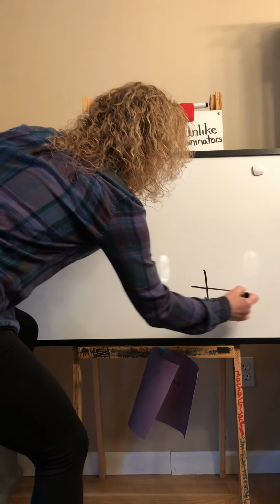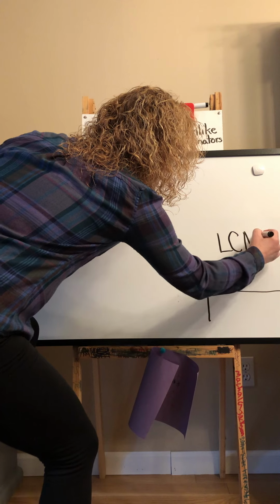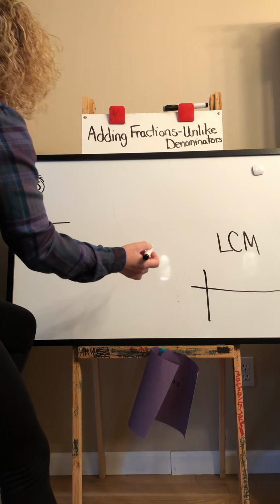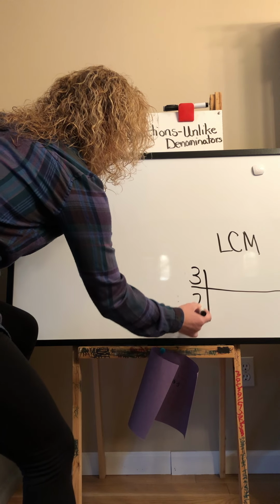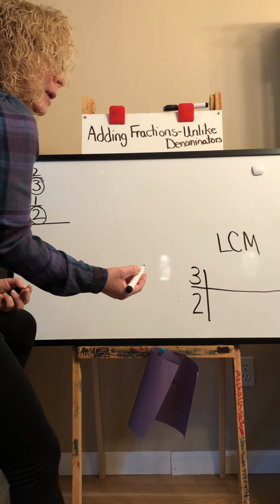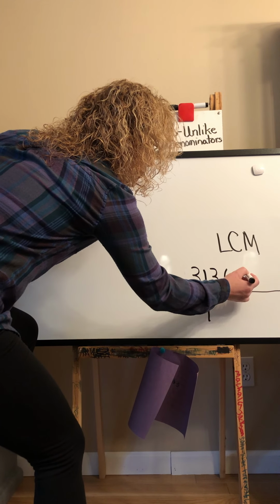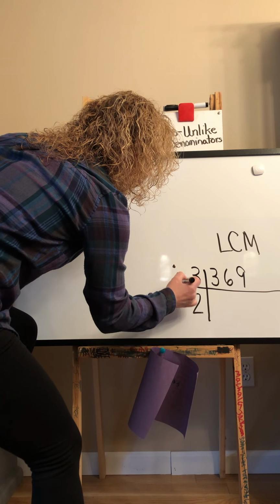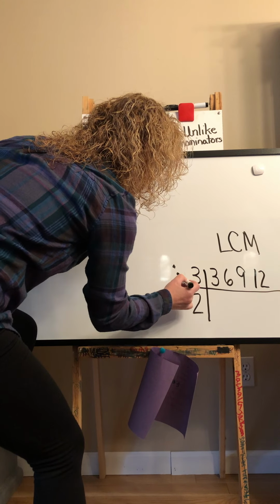So I make my T-chart to find the least common multiple, the smallest common number that they both have when counting, skip counting, and using the multiples. So I'm going to do the 3 always first because it's bigger, then the 2. And I'm going to skip count or find the multiples. 3, 6, 9, 10, 11, 12, 13, 14, 15.